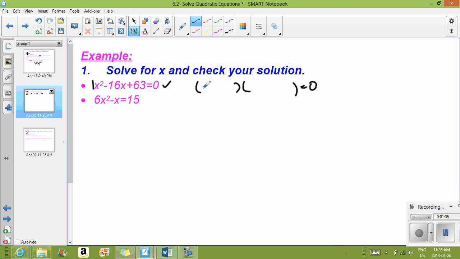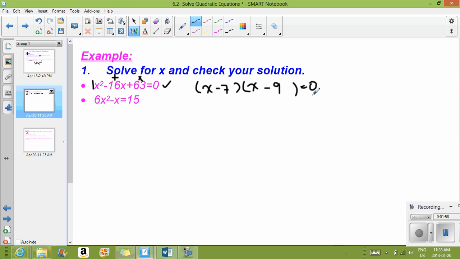And so x squared is our first term, so x has to be in the front. And we are looking for two numbers that multiply to get 63. Those same two numbers have to add to get negative 16. So if you click pause now, give yourself a second to try and figure that out. And hopefully you came up with the numbers of negative 7 and negative 9.